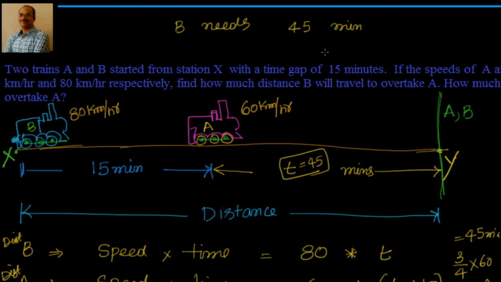Let us cross check that. Also, how much distance will both of them travel? Distance equal to speed into time. That's nothing but 80 into time. Time is 45 minutes, that's nothing but 3 by 4 hours. 80 kilometers per hour into 3 by 4 hours, that's nothing but 60 kilometers. So the distance they travel is 60 kilometers, or you can say once they reach 60 kilometers from X, B will be overtaking A.